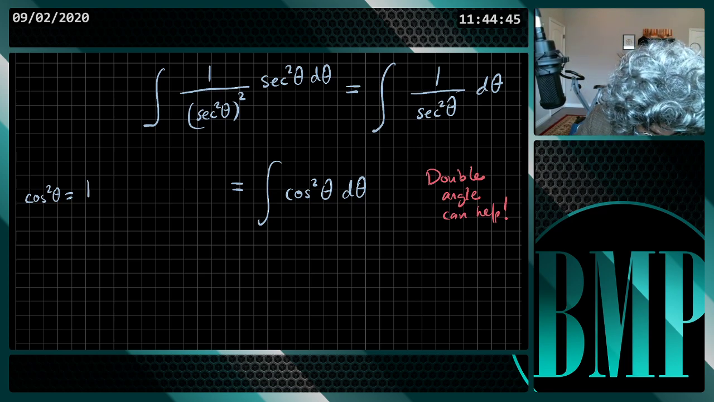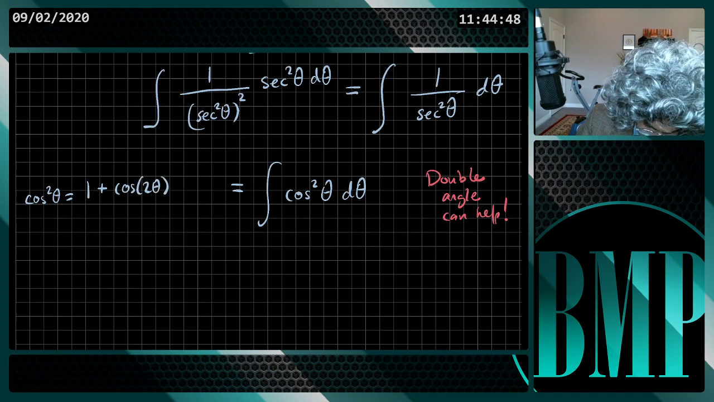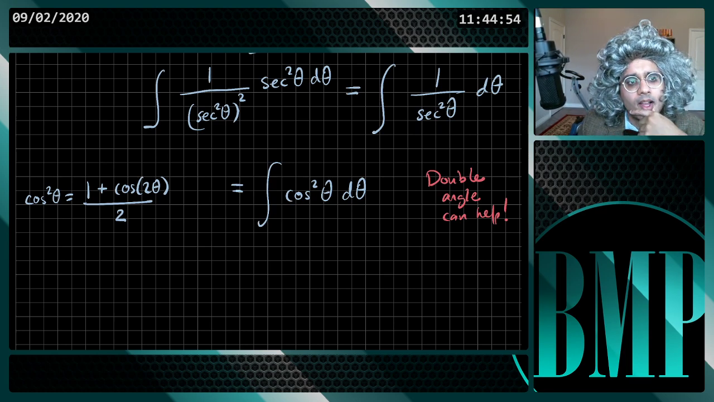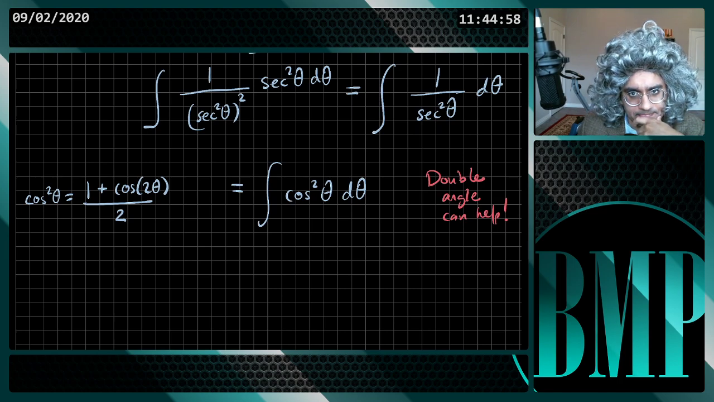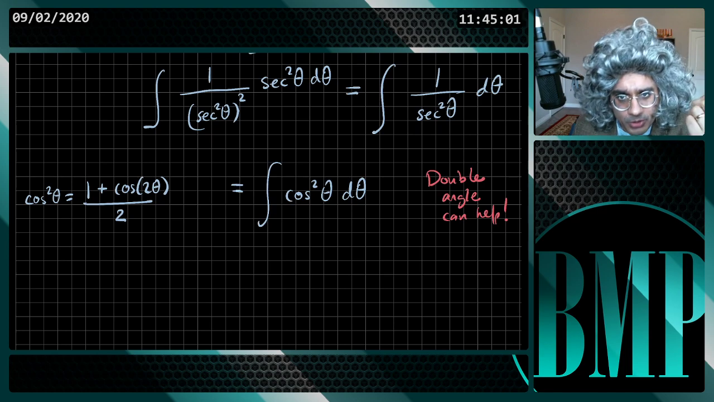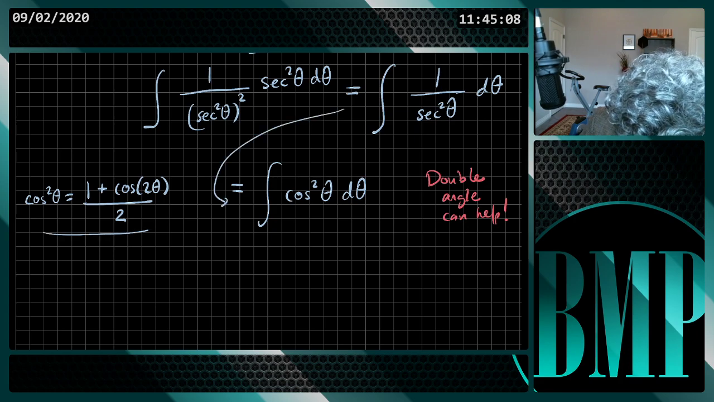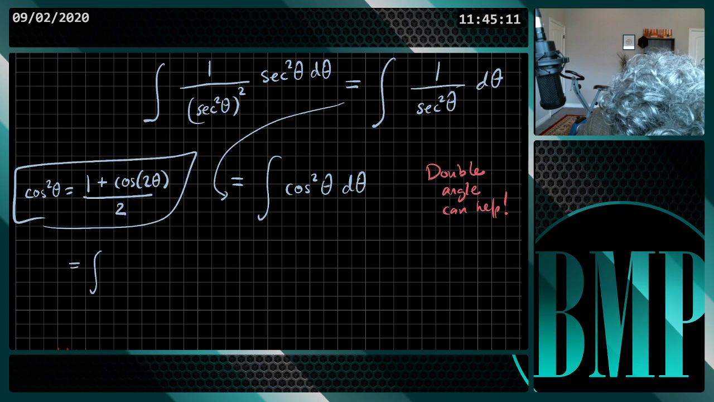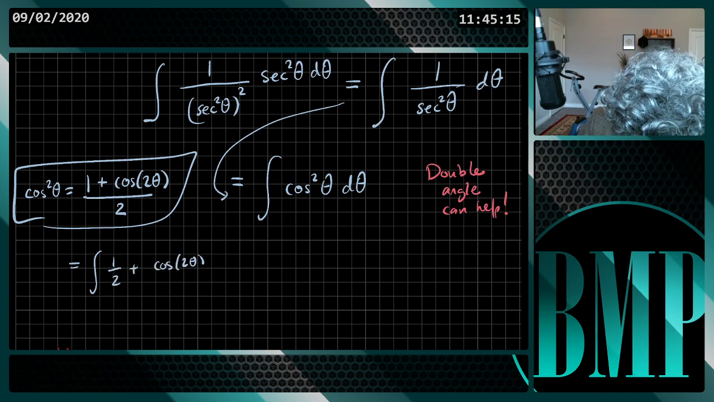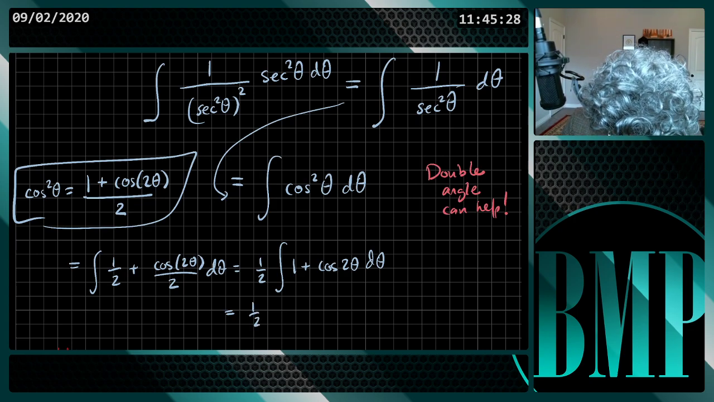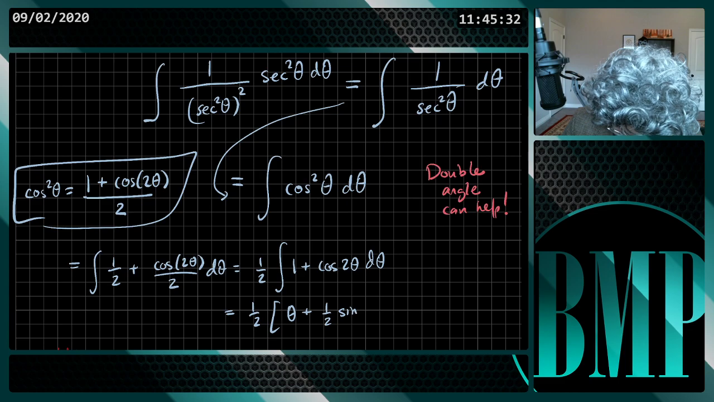I agree. Okay, so 1 plus cosine of 2 theta divided by 2 is cosine squared theta, according to mathematics. Okay, so then you swap that out. This equals was here. Okay, so this is a little sidebar, and so you get 1/2 plus cosine 2 theta times 1/2, which is 1/2 of the integral of 1 plus cosine 2 theta, which is 1/2 times theta plus 1/2 sine 2 theta.